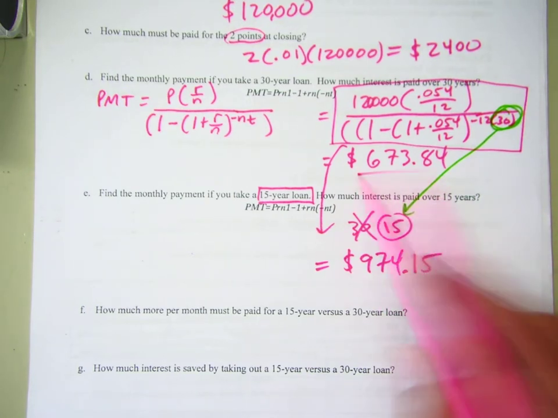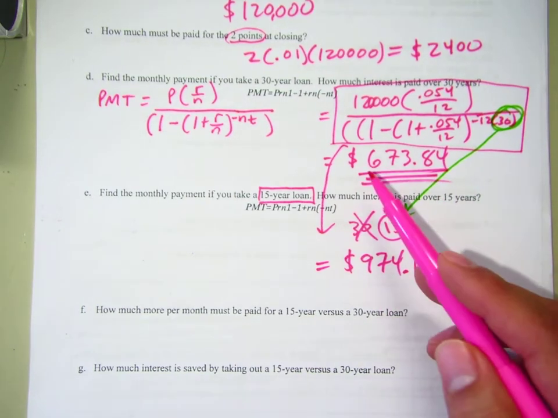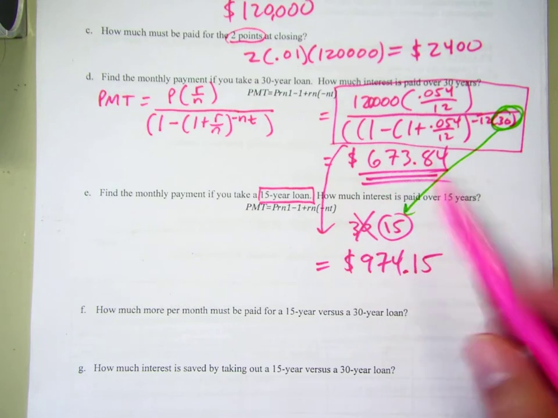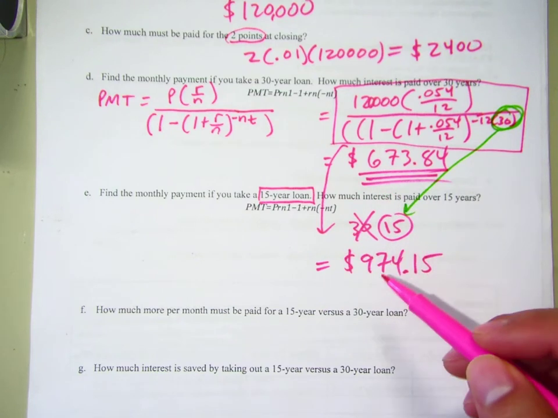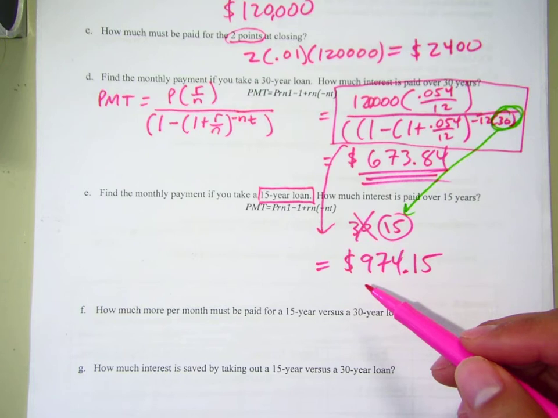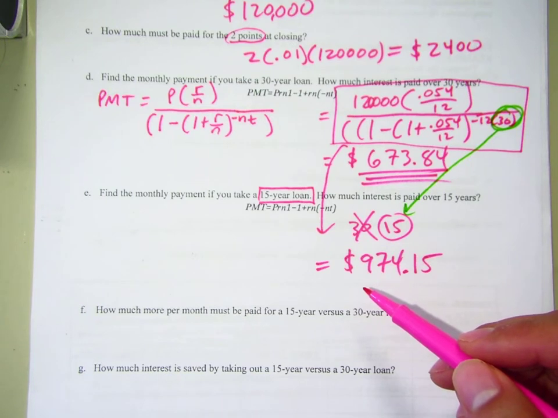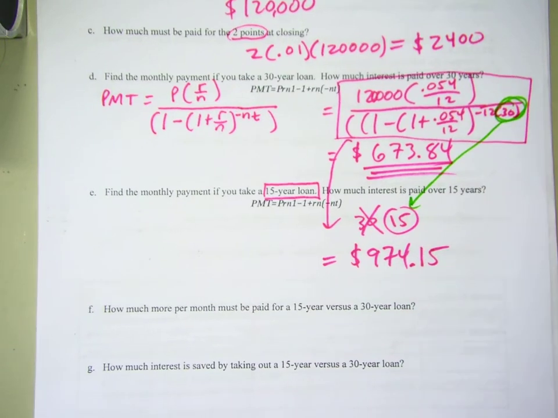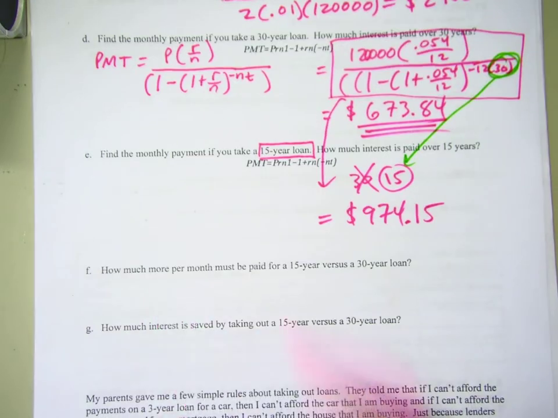Okay. So, 30-year mortgage, we're paying $673.84. 15-year mortgage, we're paying $974.15. Which one would you guys rather do? Probably the top one. Okay, let's see if Jared made the right choice.